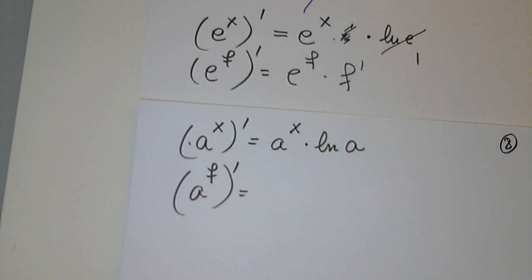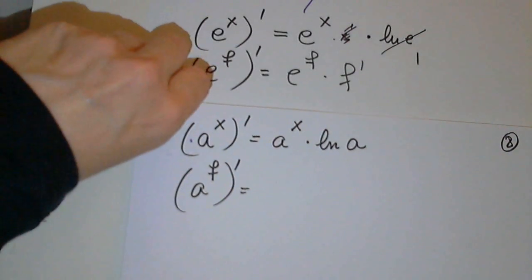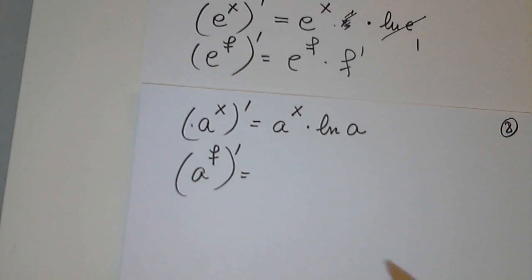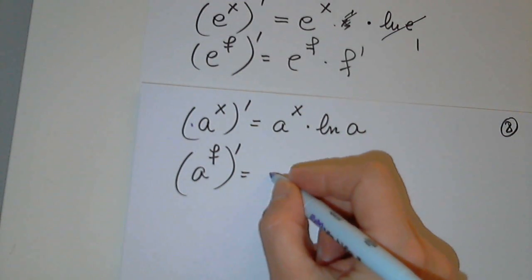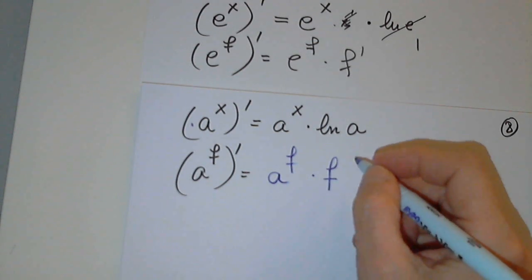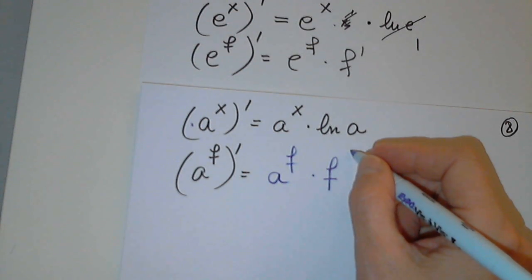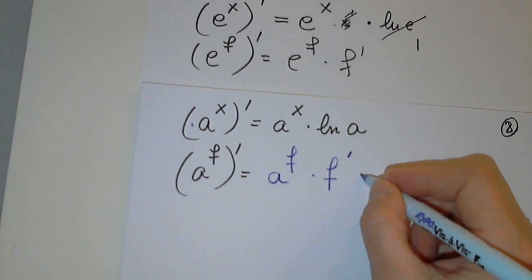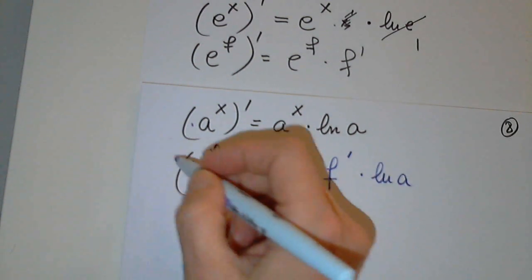What do you think when we raise a to a function f? What do we get? A to the function times the natural log of a. Wait, no, I think I'm lost. It would be f prime times ln of a. That's it.